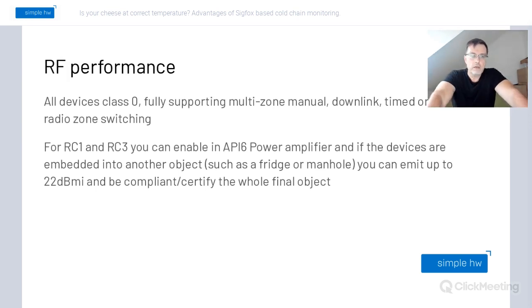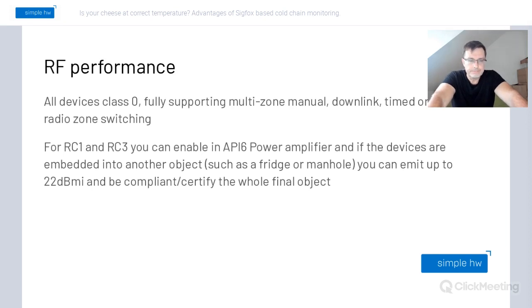Radio performance: what is important to understand is that everything is class zero. For the multi-zone, we can do a manual switch from one zone to another zone. We can do a time switch, so you can say, for instance, the device is coming to America within two weeks, please switch to RC2 within 2 weeks, or we can do Monarch radio zone switching or detection. They're supported in all the SimpleMeters.